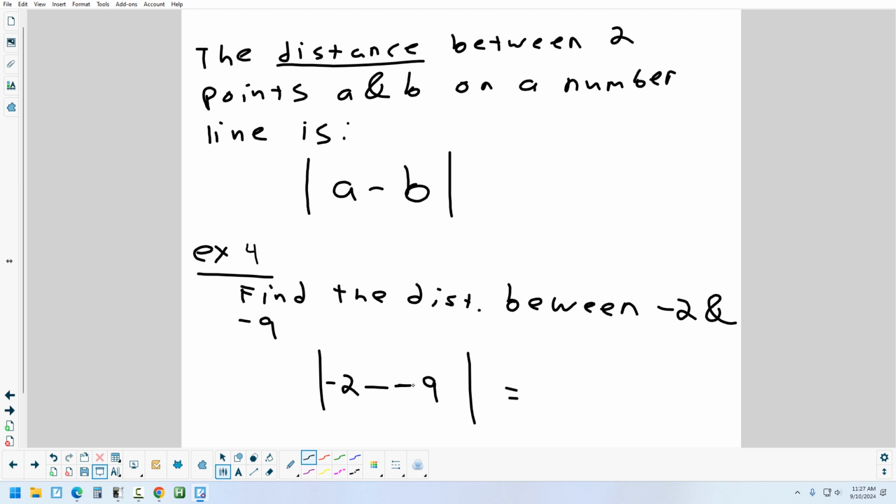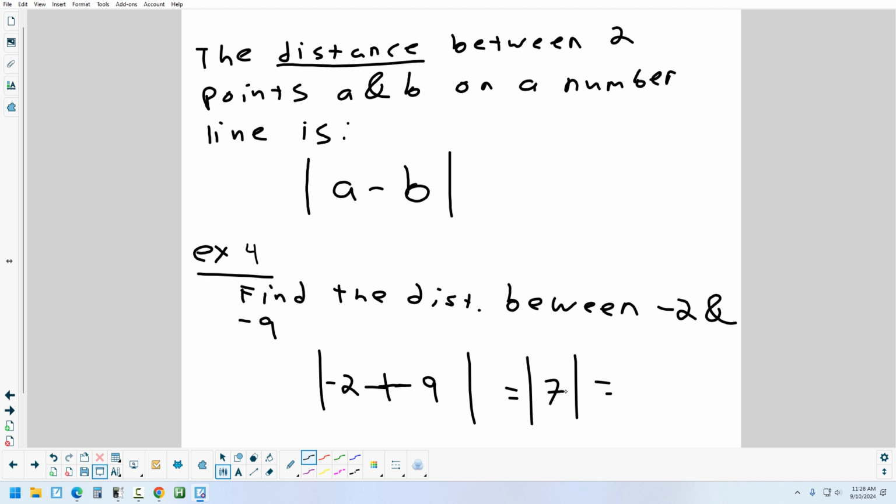Now, here we're subtracting a negative, so that's going to turn into what? Yep. Positive. So let's just make that a positive right now. And then what's -2 plus 9? Negative 7? Negative 2 plus 9? 7. 7, right? Negative 2 plus 9, that's going to give you 7, same as 9 minus 2.